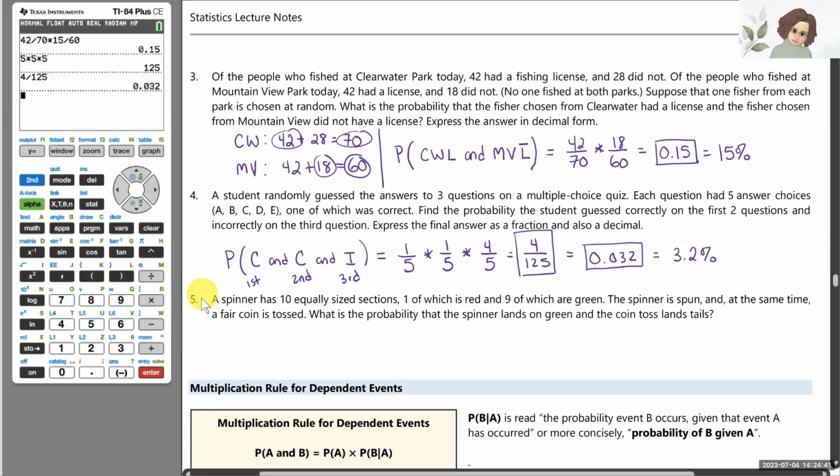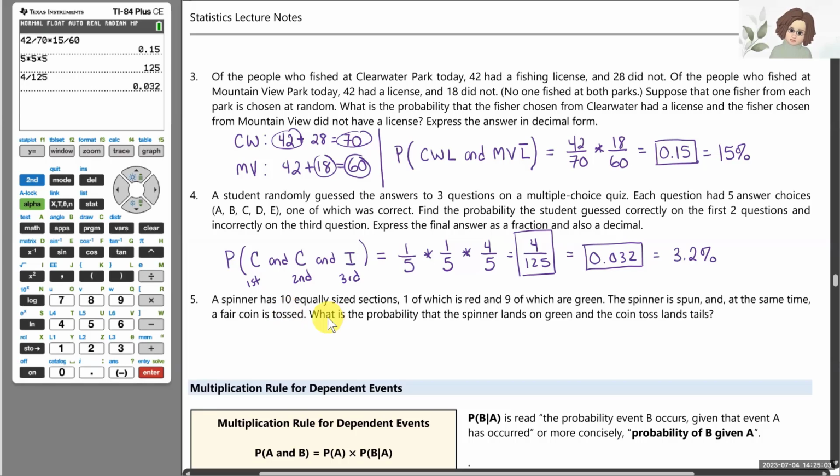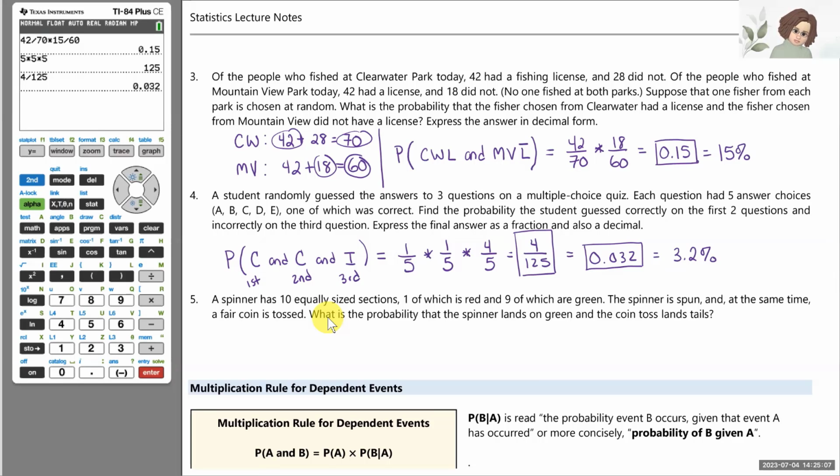So a spinner has 10 equally sized regions. One is red, 9 of the regions are green. We're going to spin the spinner, and at the same time, we're going to toss a fair coin. So of course, what happens on the spinner has no influence on what happens on the coin. That's why these events are independent of one another. What is the probability the spinner lands on green and the coin toss lands head?